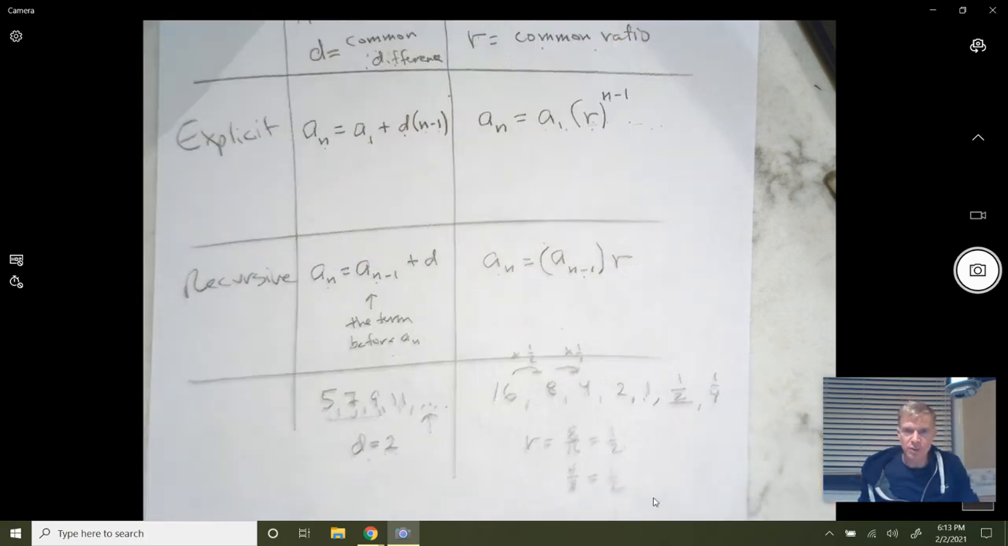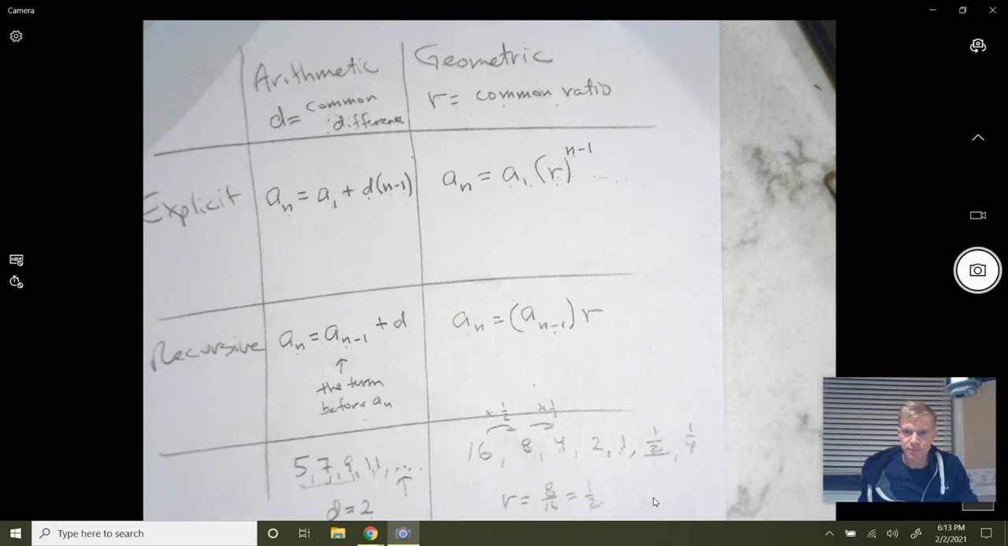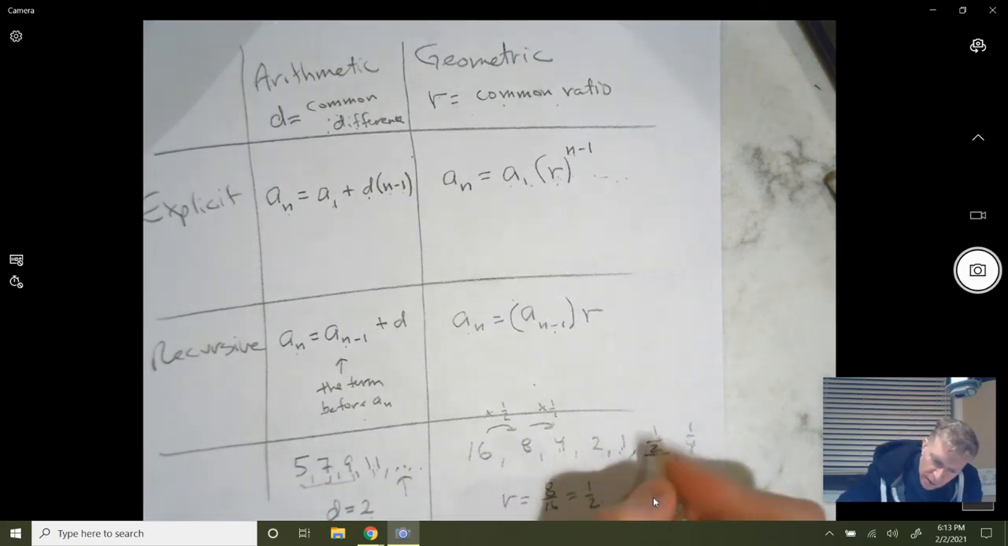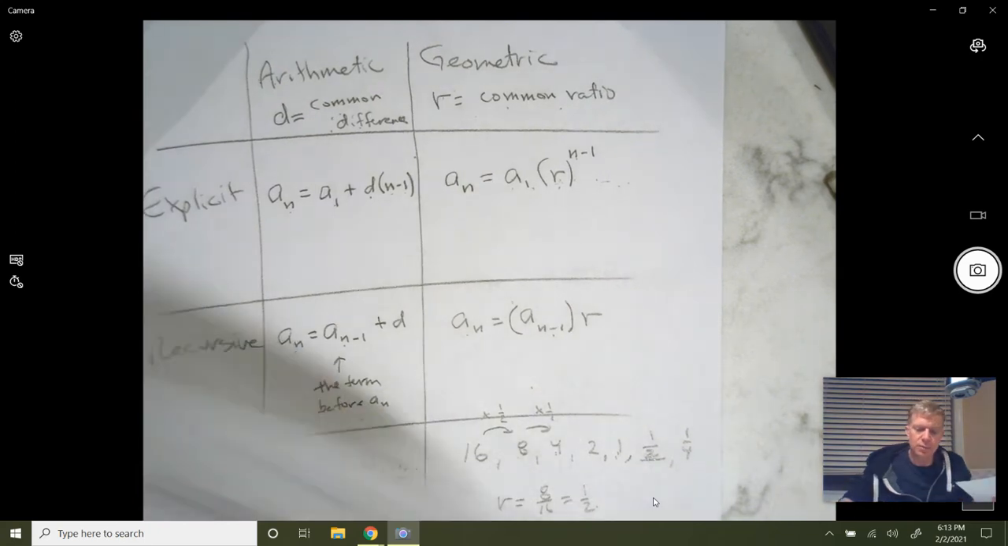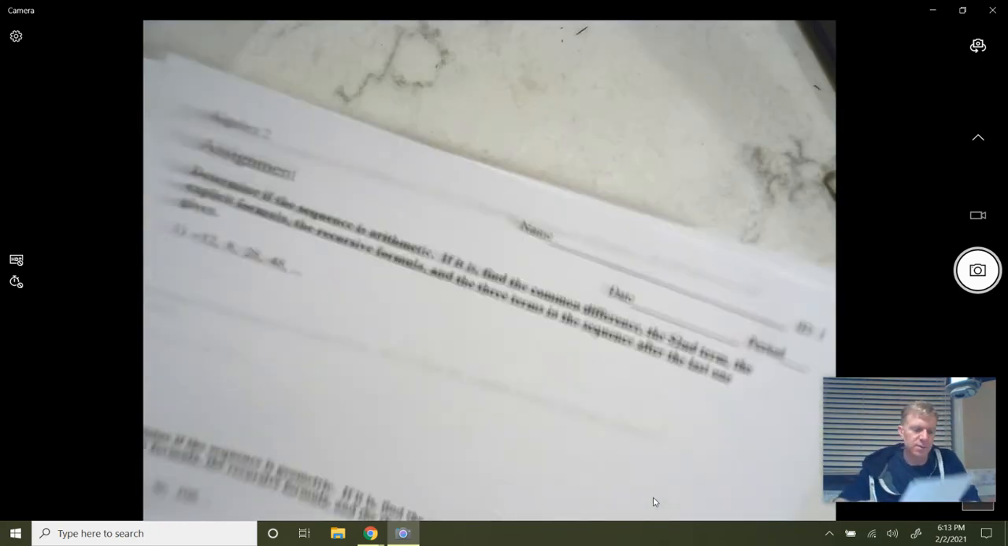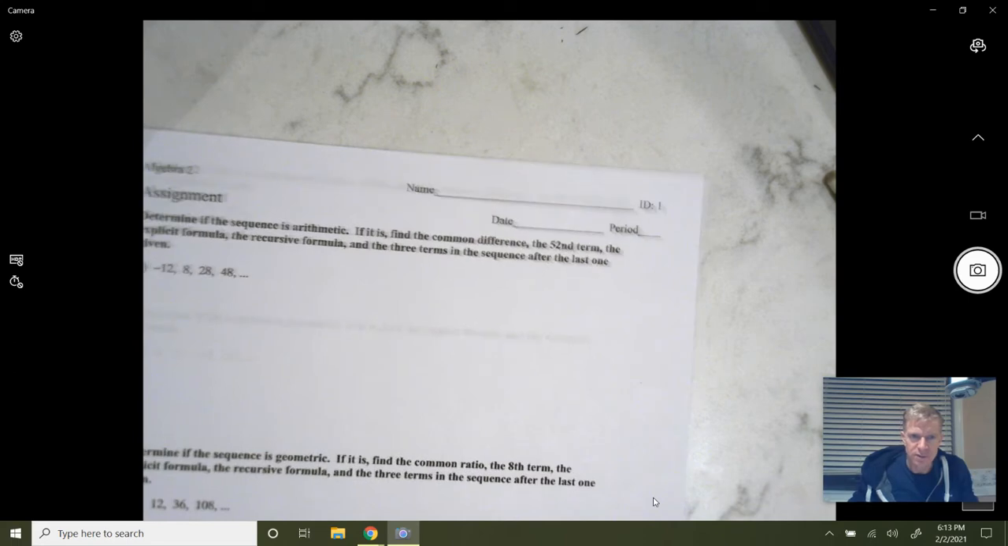So this is a reference sheet. I will post this also. Okay, and now we'll go through the 6 problems on your homework. So we'll try to get through these quickly, and hopefully you understand these and you get done quickly today.